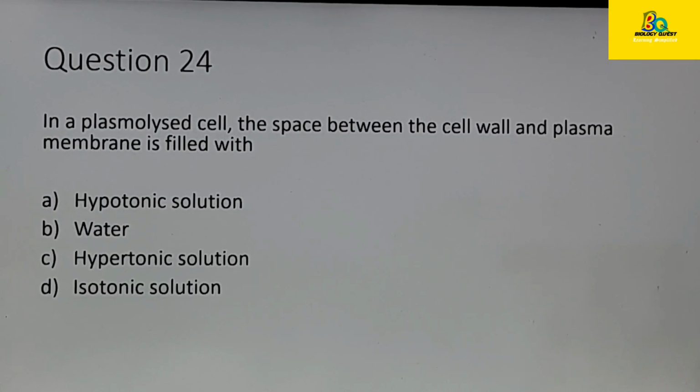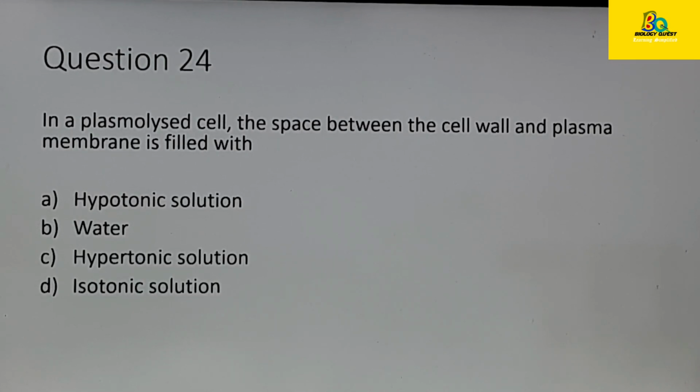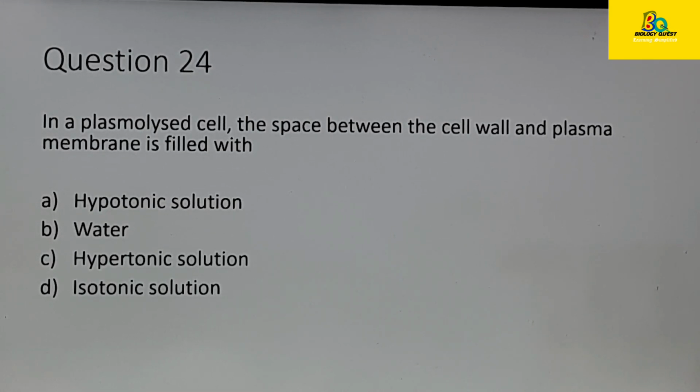Now here the question is, the space between the cell wall and the plasma membrane is filled with. As a result of this shrinkage of the cell contents away from the cell wall, a space is created there between the plasma membrane and the cell wall. What is actually present in this space? That is the question. Now look at the options. Options are hypotonic solution, water, hypertonic solution, isotonic solution.